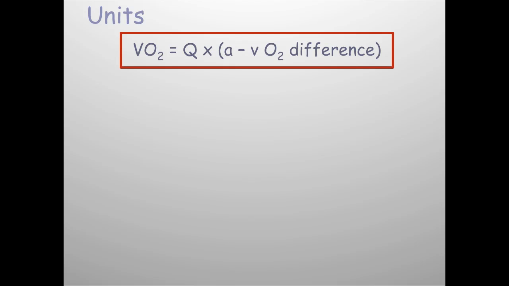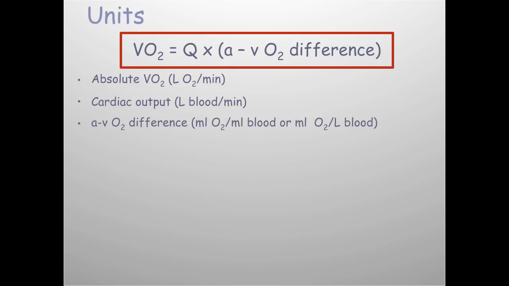One of the first things we have to talk about when we're using this equation is units, standard units. The standard unit that we express VO2 in is liters of oxygen per minute, which is an absolute value. We also can express VO2 in relative terms, but we won't use that with the Fick equation. Cardiac output is usually expressed in liters of blood delivered per minute. And our VO2 difference sometimes is expressed in mils of oxygen per 100 mils of blood or mils of oxygen per liter of blood. It really depends.